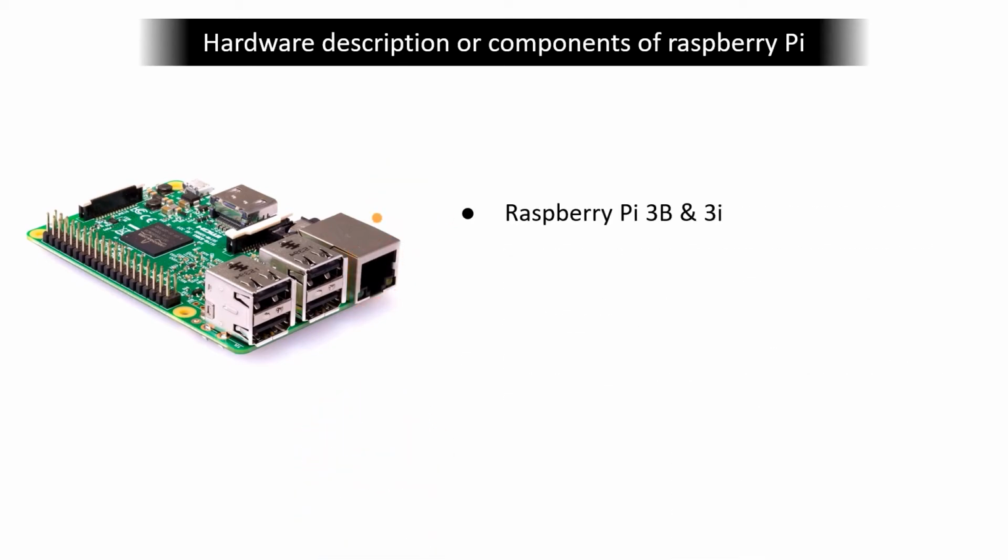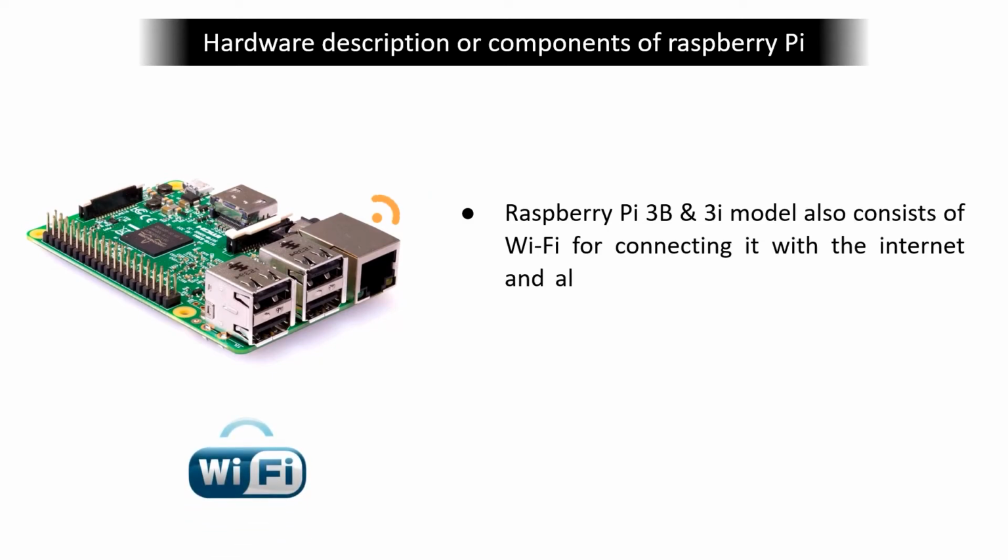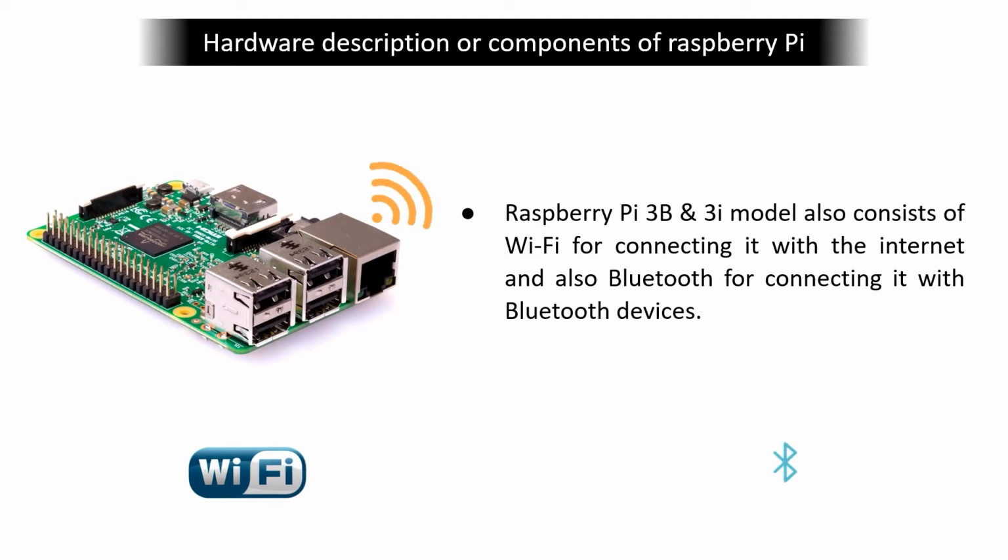Raspberry Pi 3B and 3B+ models also consist of Wi-Fi for connecting it with the internet and also Bluetooth for connecting it with Bluetooth devices.